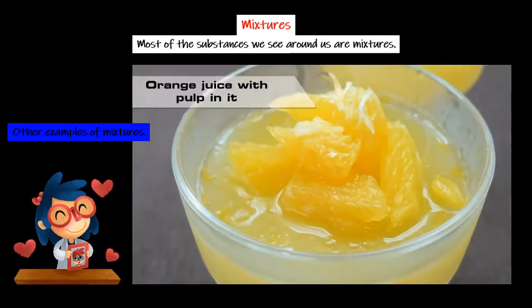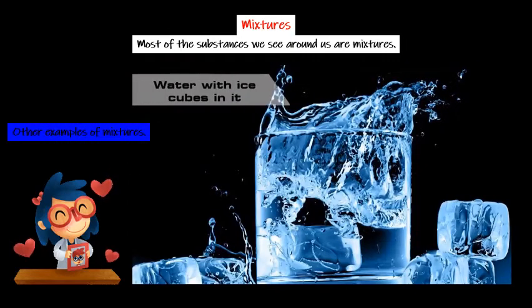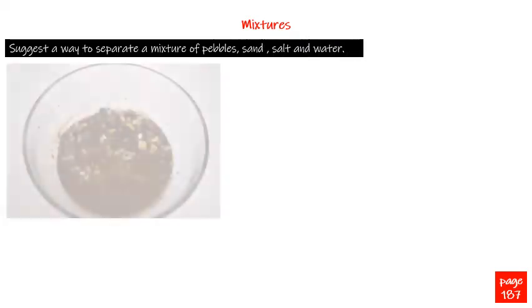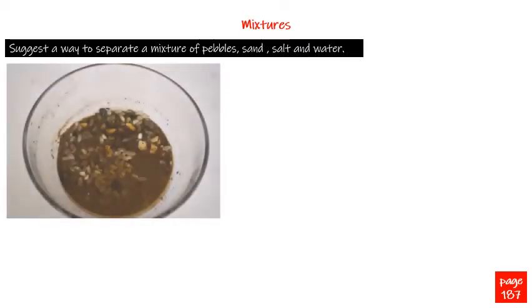5. Orange juice with pulp in it. 6. Water with ice cubes in it. 7. Chicken noodle soup. And guys, here is another example of mixtures. A mixture of pebbles, sand, salt, and water.